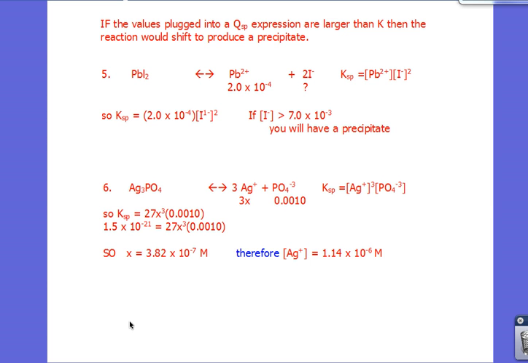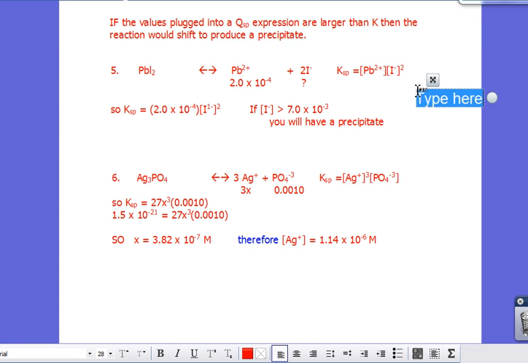So, if lead times iodine is different than K, then we have calculated a Q. Right now, if this was 0, then it's definitely not equal to K. And you keep adding iodine, adding iodine, adding iodine, until Q and K become equal. So essentially this becomes an algebra problem.